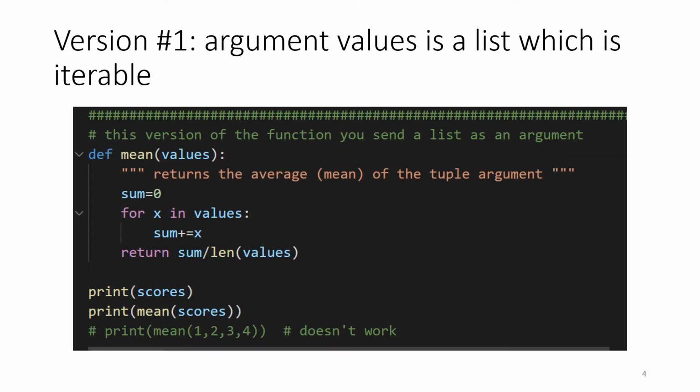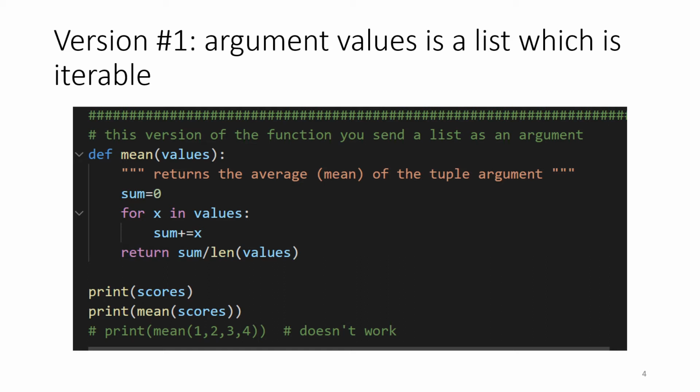Next, we are defining a function mean that takes an argument values, and we will see in the definition that the values are looped over. So values must be what we call iterable. It must be able to be put in a for loop to go through the elements that belong to it.